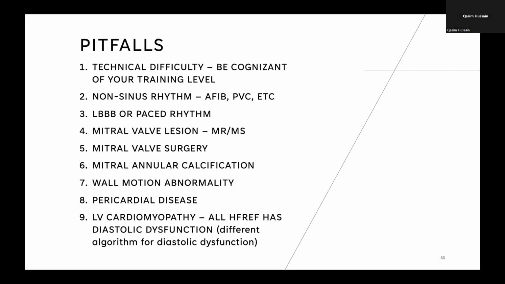And of course, mitral annular calcification, because again, it's calcified, so it's not moving as much. So even if your function is normal, your E primes might be low. And then wall motion abnormalities. If the basal aspect of the walls, like the septum or the lateral wall, are not moving as well, your E primes are going to be confounded as well. And pericardial disease, because that affects your left ventricular myocardium's ability to relax and comply as well.